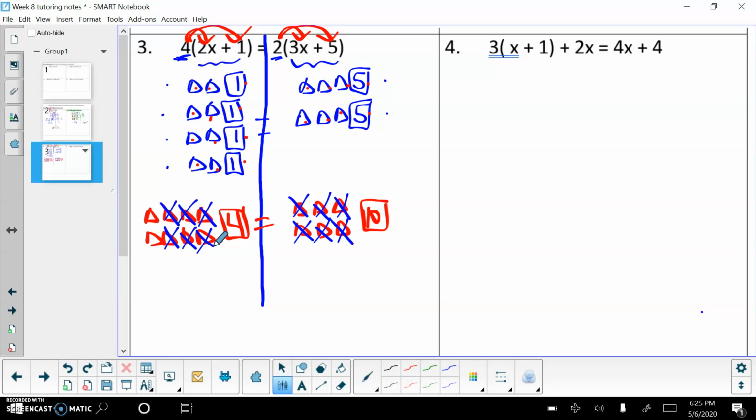That's perfectly fine. You just have to take away the same from both sides. What I've got left is 2 triangles on my left side and the 4 cube. And on my right side, I now just have that 10 cube. Okay. Now I'm going to look at what else can I take away.